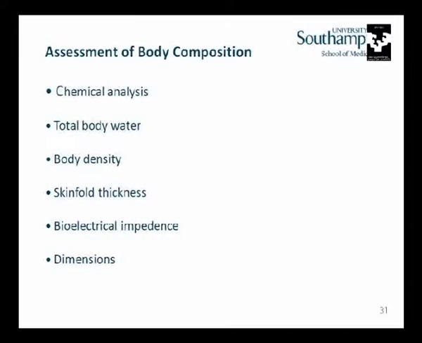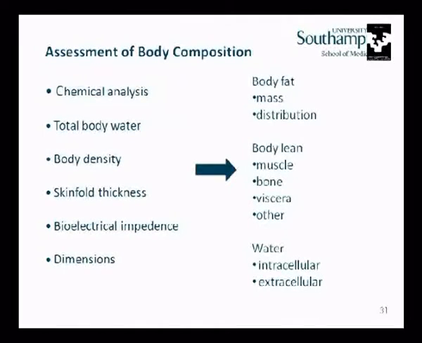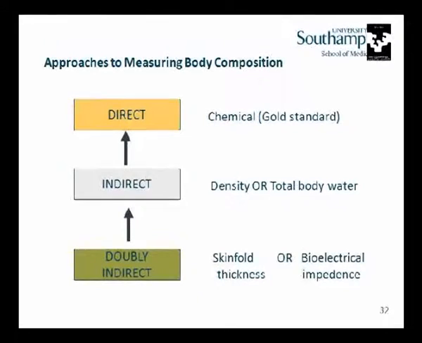Turning now to body composition, there are lots of ways to characterize body composition, and you can get at body fat, lean tissue, and water. And the ways we can do that, starting with the doubly indirect, is skin fold thicknesses or bioelectrical impedance. Do you know what that is? You're familiar with bioelectric impedance? Okay. The indirect methods, density or total body water, and the direct method, which is the gold standard, the best way of doing it, which is deuterated water.